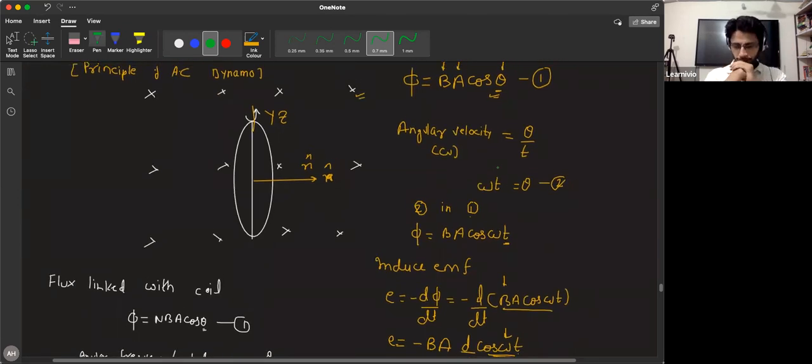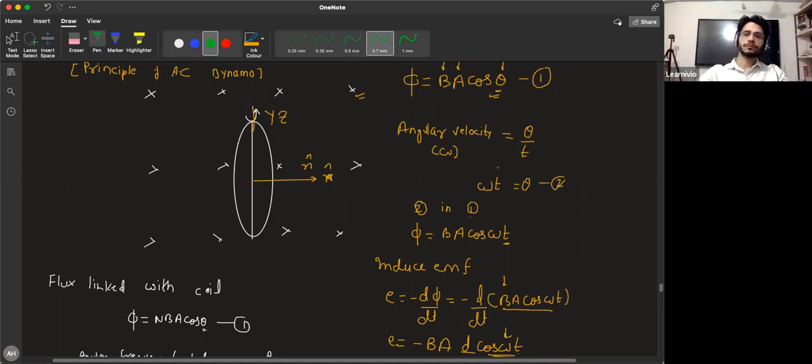Yes, Nabil. Flux linked with coil means the magnetic flux by the external source that is linked to the coil. Can you please repeat, Nabil? Your voice. So the flux linked with the coil means the external magnetic field that is linked to the coil. Yeah, the external magnetic field which is passing through the coil.